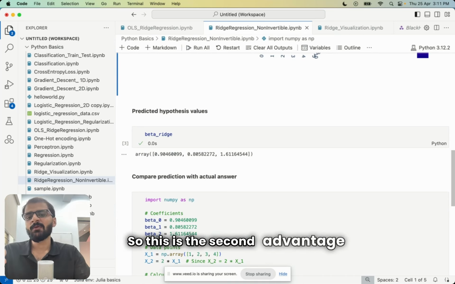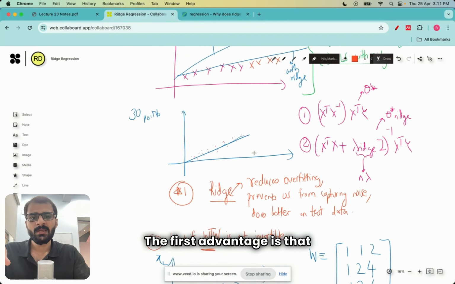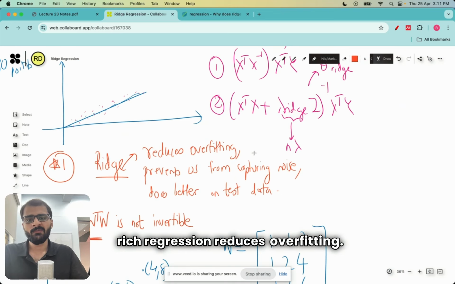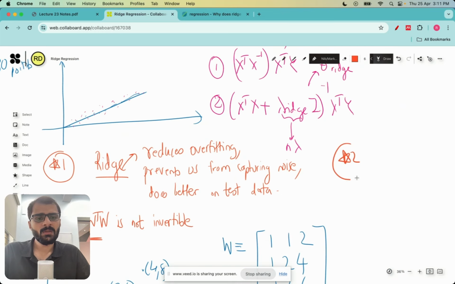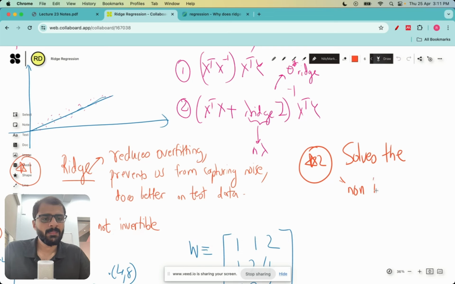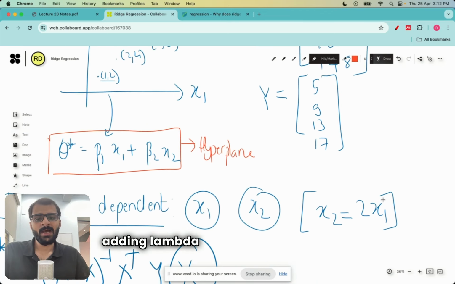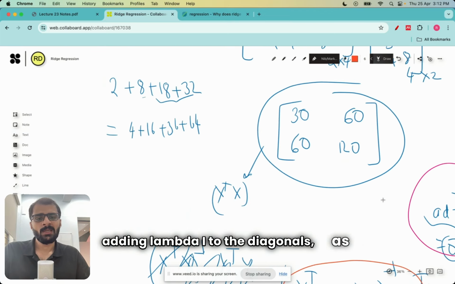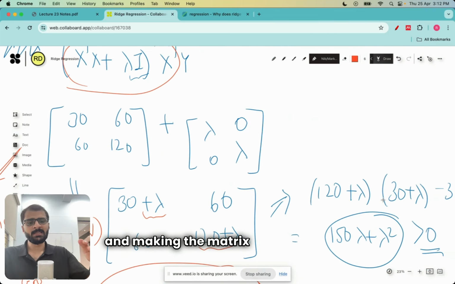So this is the second advantage of Ridge regression, which we saw. The first advantage is that Ridge regression reduces overfitting, and the second advantage is that it solves the non-invertible matrix problem by adding lambda I to the diagonals, as we saw here, and making the matrix itself invertible.